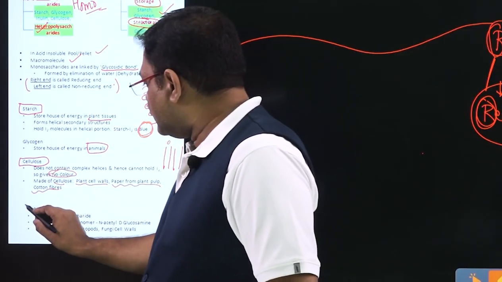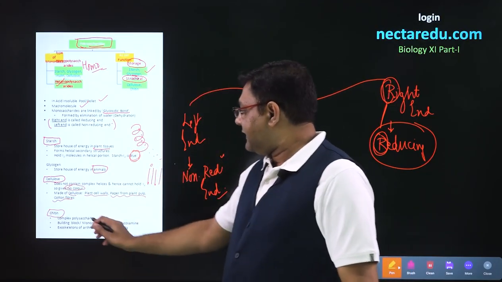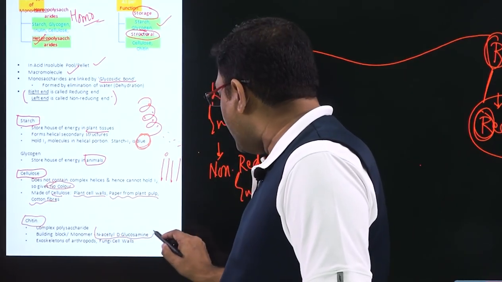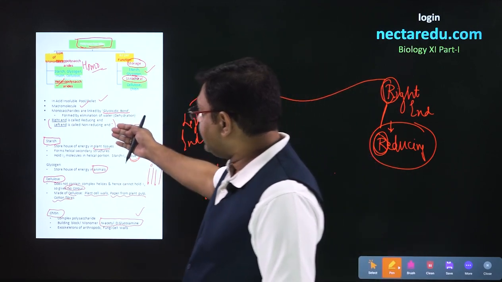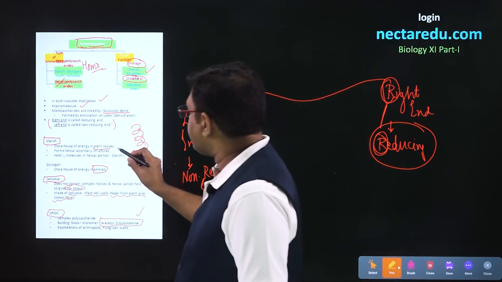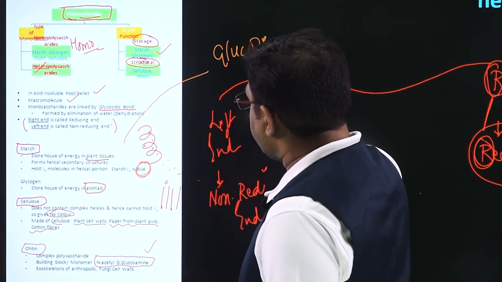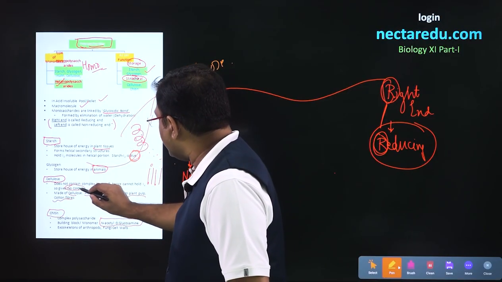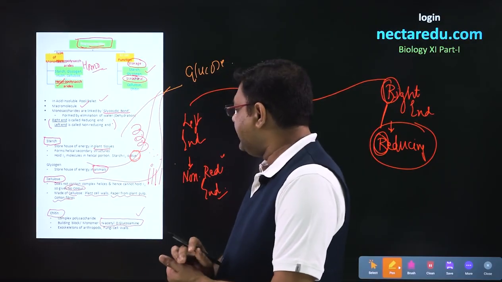After this, we come to chitin. Chitin is an example of a complex polysaccharide. Why is it an example of a complex polysaccharide? Because the monomer or the building block is complex and it is N-acetyl D-glucosamine. In the other cases, the monomer was glucose in most of the cases. For example, in starch, glucose was the monomer. In glycogen, again it was glucose. In cellulose, it was again glucose. In the case of chitin, it is N-acetyl D-glucosamine.